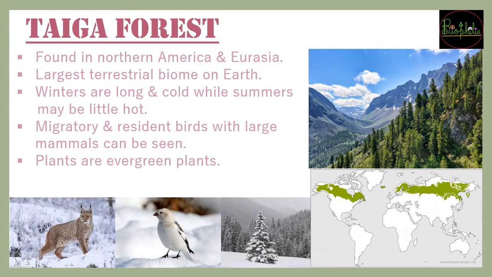The second biome we understand is taiga forest. Taiga forest जो होता है, generally in larger areas you can find that taiga forests are going to be stretched around the northern America and the Eurasia. So Eurasia यानी upper parts of Asia and Europe are going to be under the taiga forest biome.